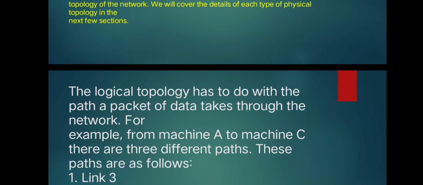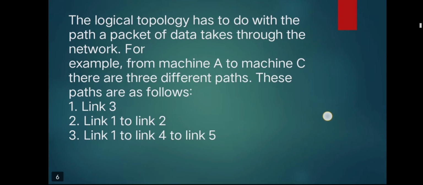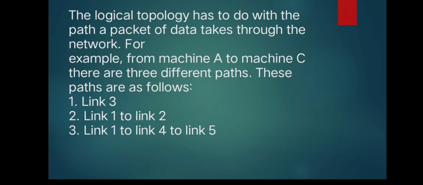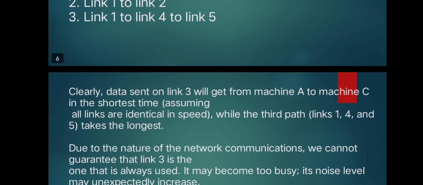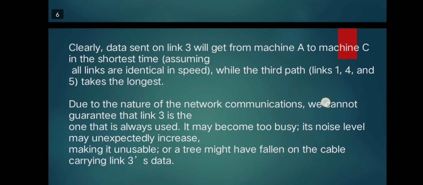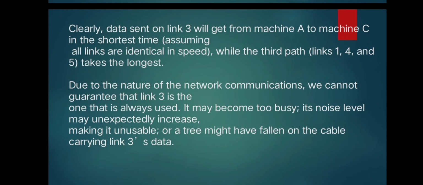The logical topology has to do with the path a packet of data takes through the network. For example, from machine A to machine C, there are three different paths. These paths are as follows. Number 1, link 3. Number 2, link 1 to link 2. Number 3, link 1 to link 4, link 4 to link 5. Clearly, data sent on link 3 will get from machine A to machine C in the shortest time, assuming our links are identical in speed, while the third path, links 1, 4, and 5, takes the longest.